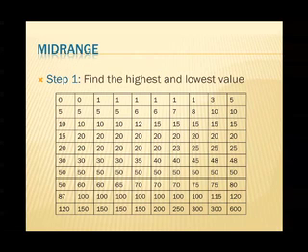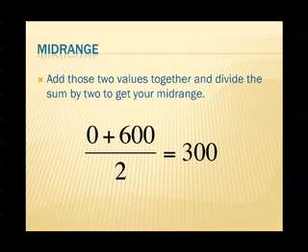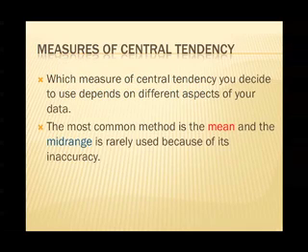The last measure of central tendency we will discuss is the mid-range. You can think of the mid-range as the midpoint between the greatest and least values of the data. So to find the mid-range, you must find the greatest and lowest values. For our sample, this is 0 and 600. Next, you must add these two numbers together and then divide by 2. So for our sample, we got the mid-range to be 300.